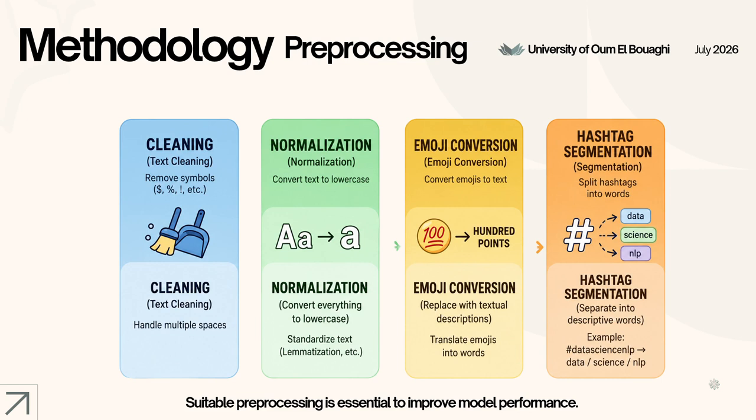Now coming to the part of pre-processing. As you all know, we used pre-processing for our study. First, we have cleaning. We clean all unimportant symbols and characters. Then we do normalization. We convert text to lowercase, which is a very common process. Then we do emoji conversion. We take every emoji and convert it to text and add it to our model. And finally, we do hashtag segmentation. We split the hashtag sentence into words.